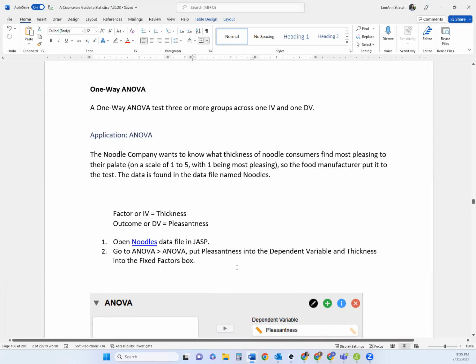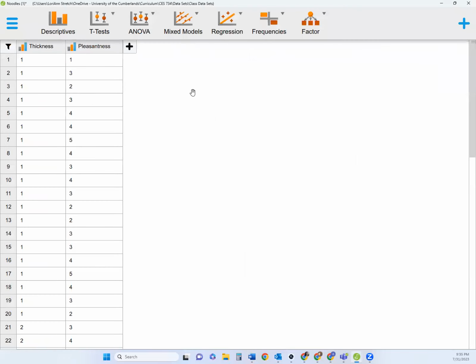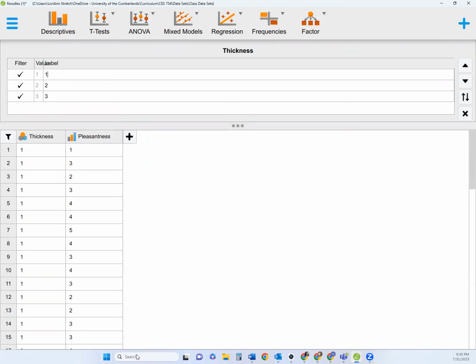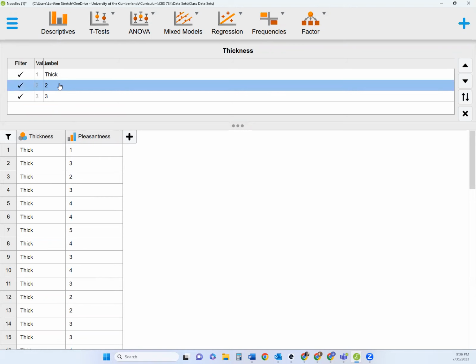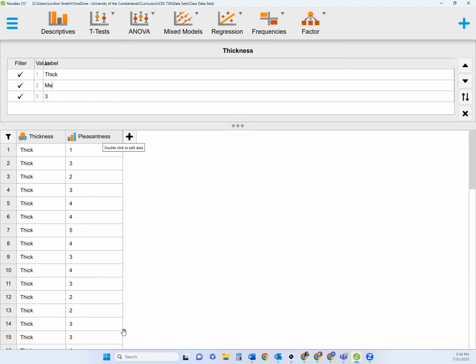So let's take a look at the Noodle data set from JASP. So I'm going to bring that up. So here's the Noodle data set in the class data sets. And you can see that this is set to ordinal, but thickness is really nominal because it's 3 groups. And I happen to know, I'm going to click on this thickness. I know that the first one is thick and that the second one is medium. So this is the size of the noodle. And the last one is the thin. Okay, so I'm going to change those so that it makes more sense than 1, 2, and 3 for me.